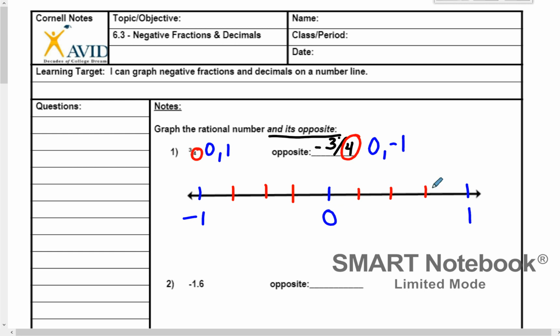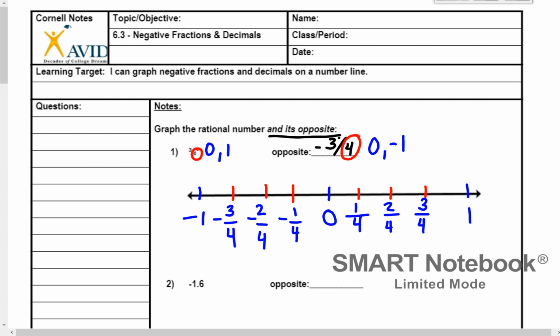Let's do positives first. Counting by fourths after 0, we'd have 1/4, 2/4, 3/4, just like we did yesterday. Now remember, opposites have the same distance from 0. So if 1/4 is our first tick mark over here, negative 1/4 is our first tick mark here. This is where most students get confused because they put negative 3/4 here. But we're still just counting this way, away from 0. So then negative 2/4 and negative 3/4.